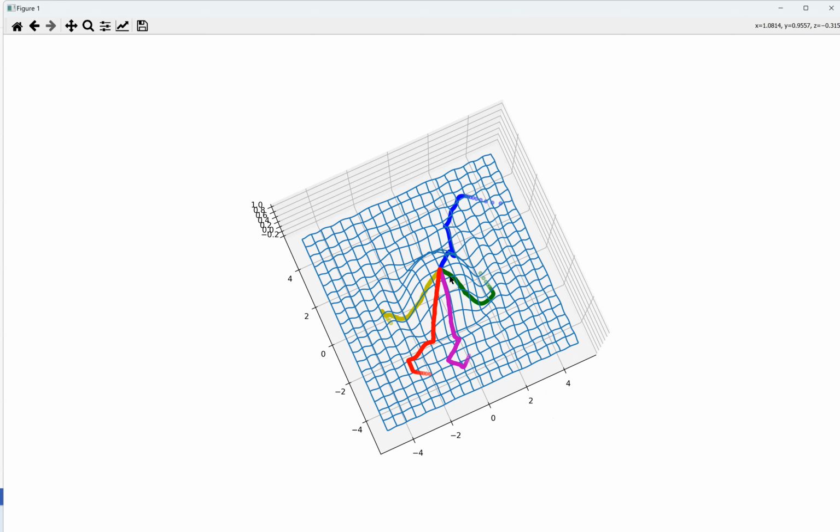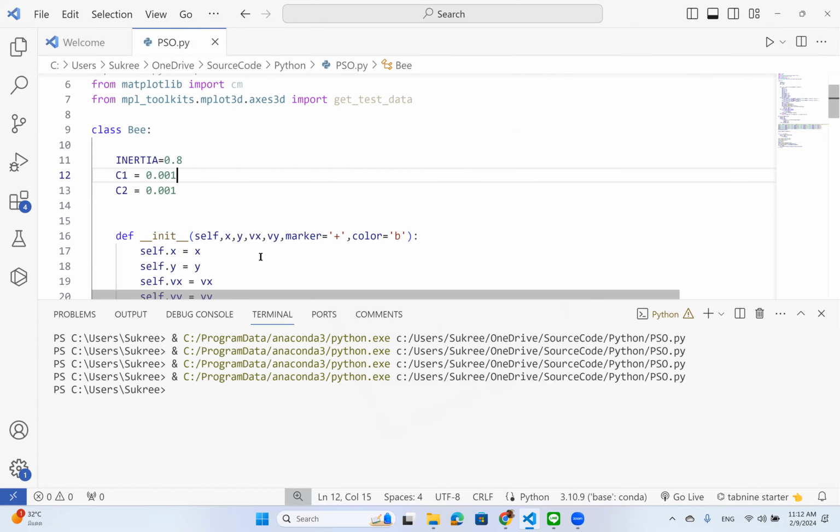And then once some bees have found the better global, most of the remaining bees will try to join. Okay. So you have to change this and try by yourself if you want.